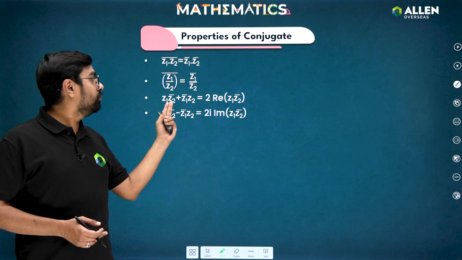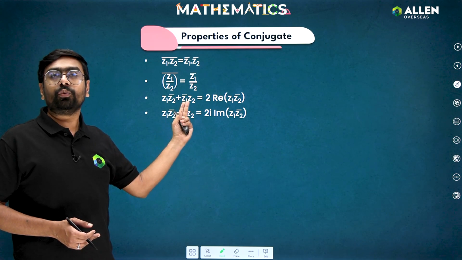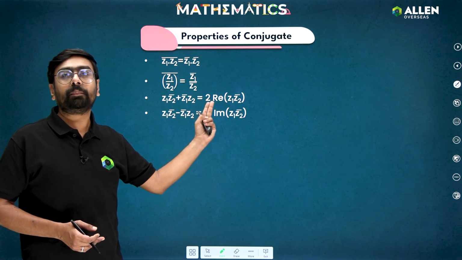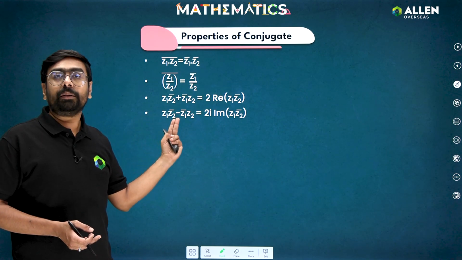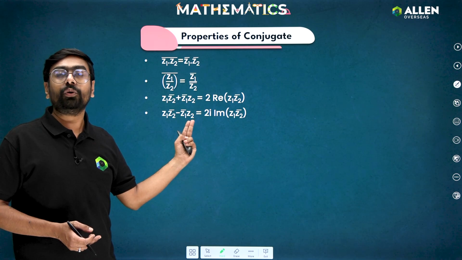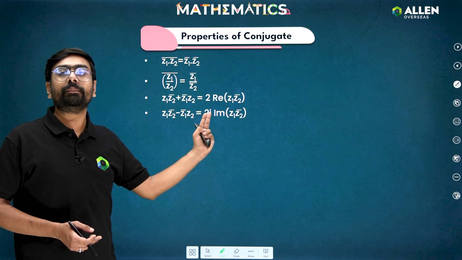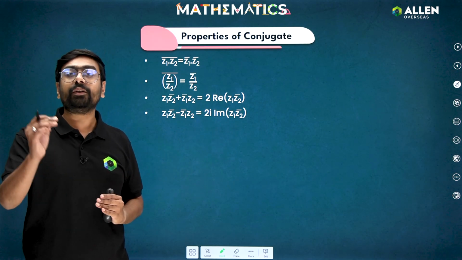z1 into z2 conjugate plus z1 conjugate into z2 will always be equal to 2 times the real part of z1 z2 conjugate. And z1 into z2 conjugate minus z1 conjugate into z2 is going to be equal to 2 times the imaginary part of z1 z2 conjugate.